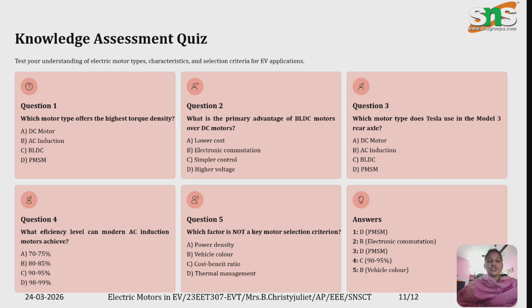What about the efficiency of AC motors? It offers 90 to 95% efficiency. Question 5. Which factor is not a key motor selection criteria? Vehicle color, yes.